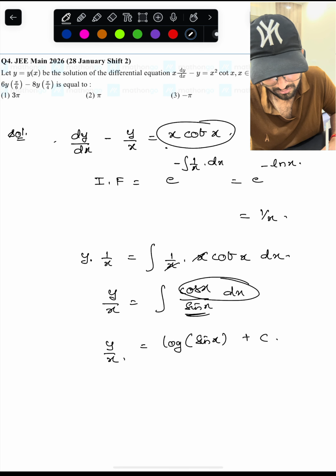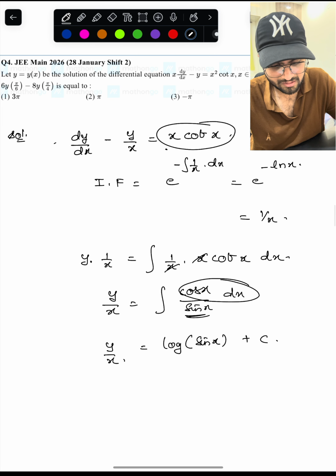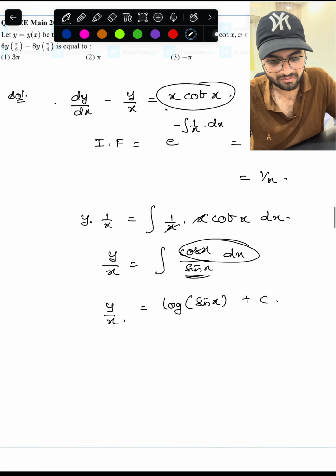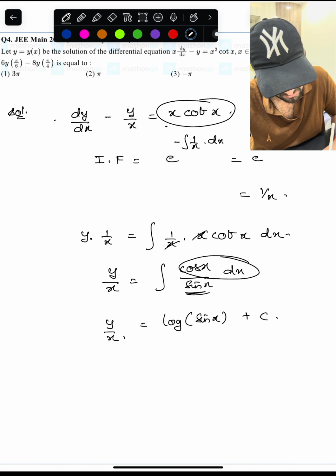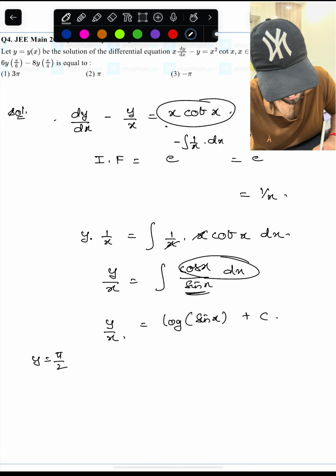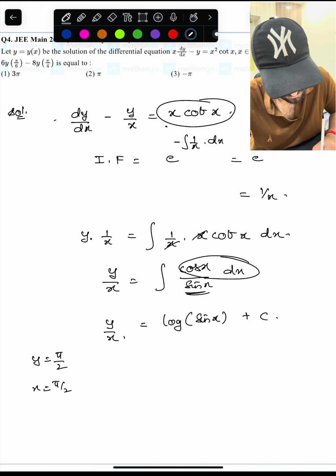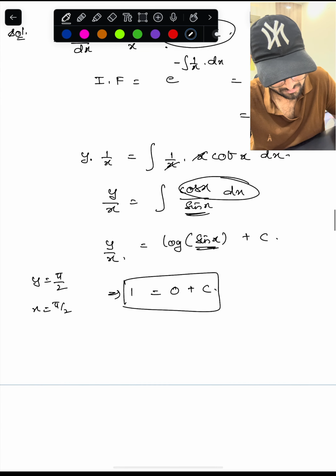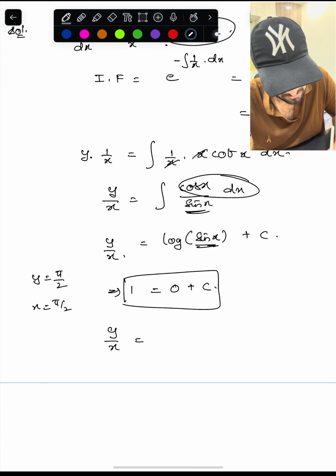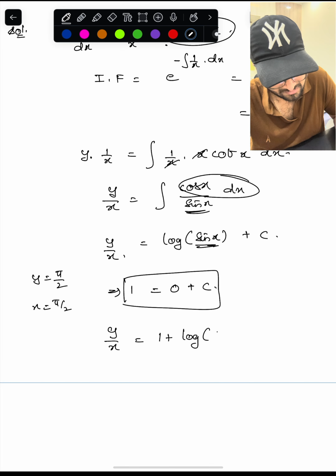So y by x equals this. Now to calculate the constant, y of pi by 2 is given as pi by 2. If you substitute, y is pi by 2 and x is also pi by 2. So y by x is 1, which equals log 1, which is 0, plus c. So c should be 1. So y by x equals 1 plus log sin x.